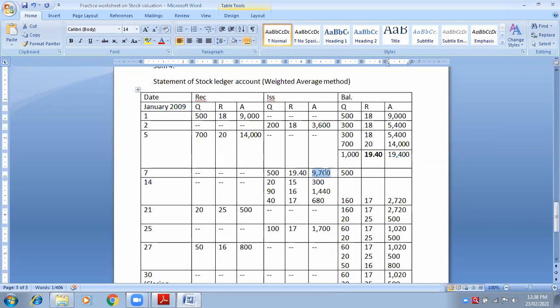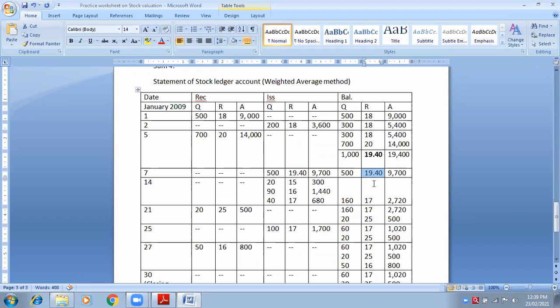19,400 minus 9,700. So what is the amount? 9,700. Now you have to again calculate the rate. Whenever you want to calculate the rate, you need to divide amount by units. And it should be 19.40. If it is not 19.40, you are mistaken somewhere. That means this 19.40 will make you sure that we are going the right way. Is that clear with everyone now?